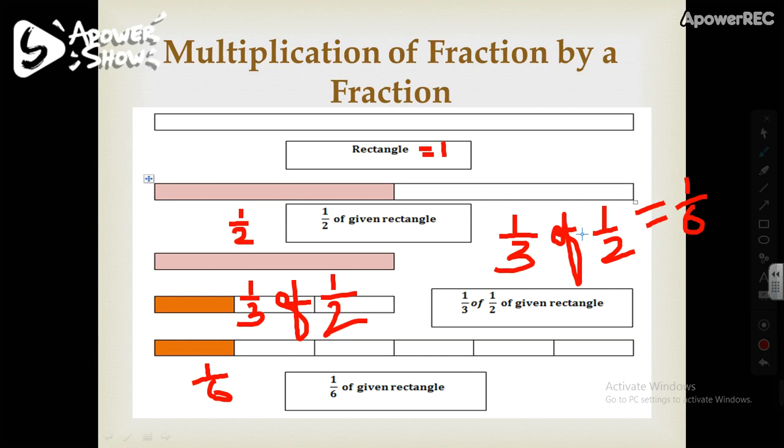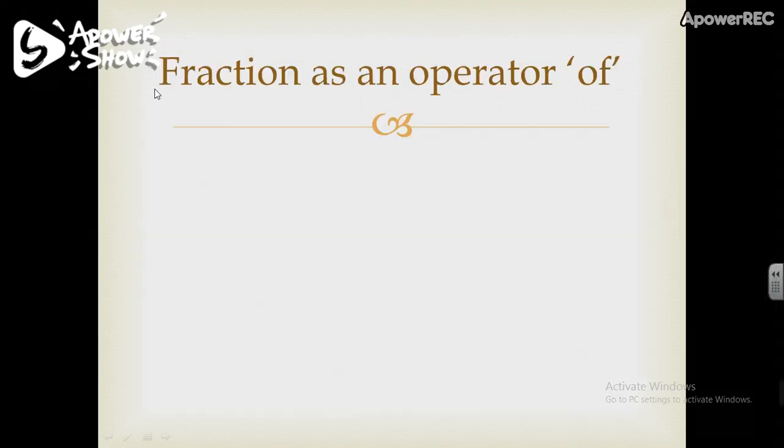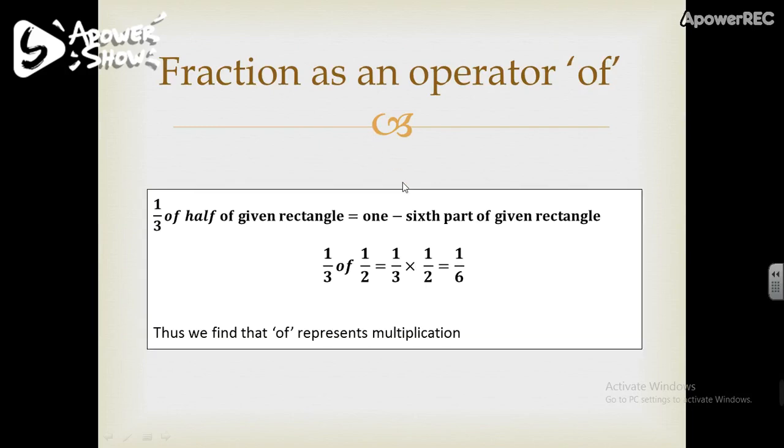by numerator and denominator by denominator. So from there we get that this "of" is acting as a symbol of multiplication. So from the above picture we get fraction as an operator "of". What does it mean? From the picture we get 1/3 of half of the given rectangle is equal to 1/6 part of the given rectangle, that is 1 by 3 of 1 by 2 is equal to 1 by 6.